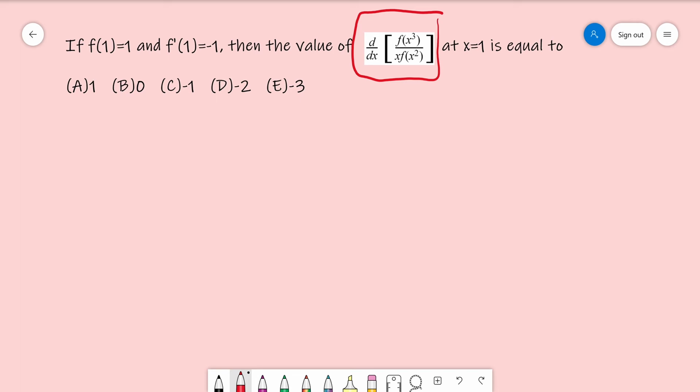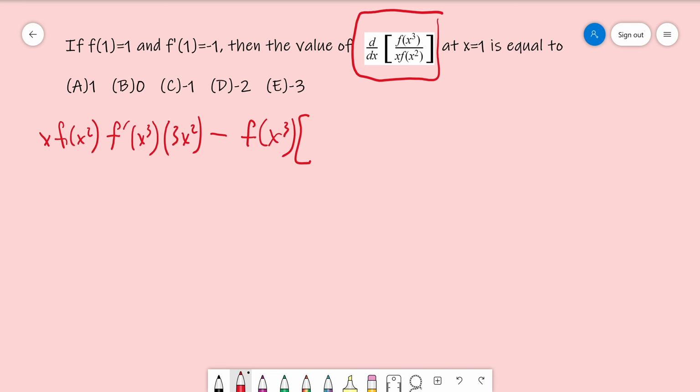We'll have low d high, so low is x f of x squared, and the derivative of the numerator is going to be the derivative of f with respect to x cubed times the derivative of x cubed, which is 3x squared, minus high, so that's f of x cubed, d low. Now d low is a product, so we're going to use the product rule here.